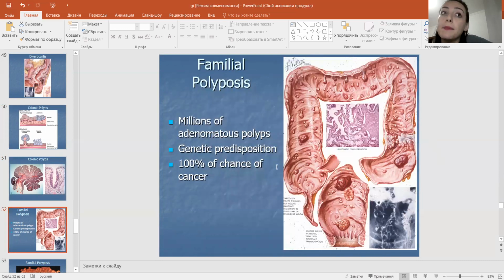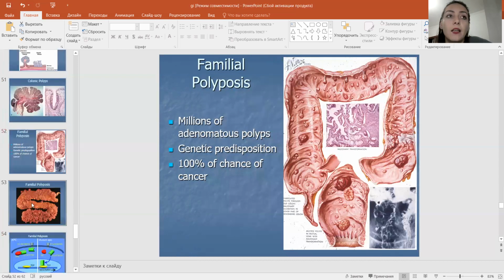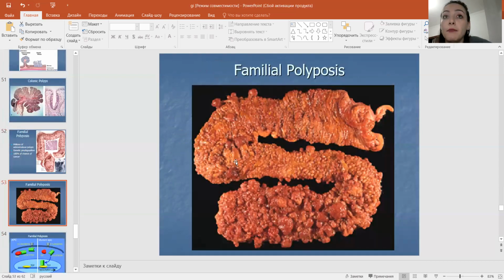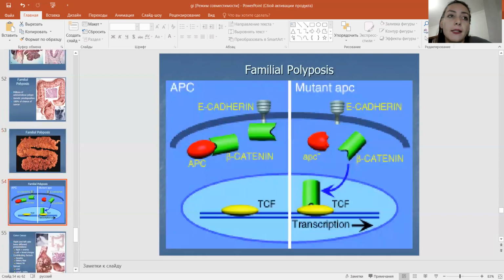Familial polyposis, when there are many polyps in the bowel, millions of adenomatous polyps, genetic predisposition, and 100% chance of cancer. Familial polyposis, in microscope, macroscopically, you can see.